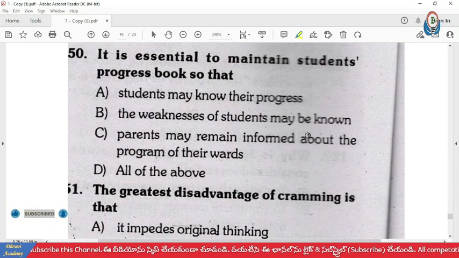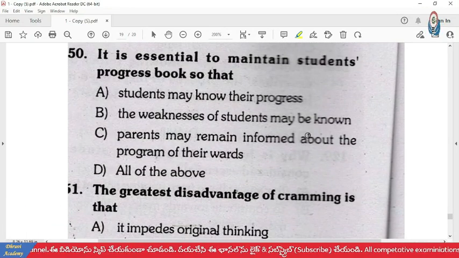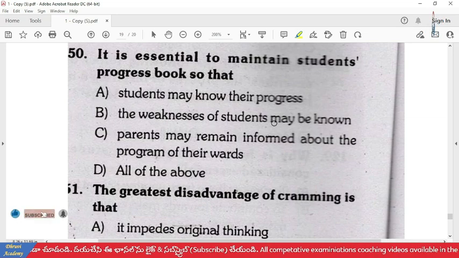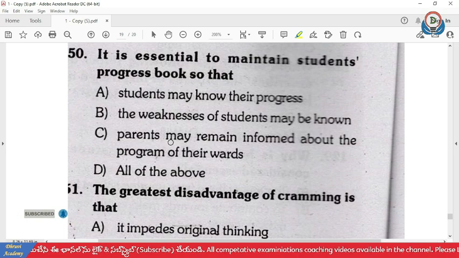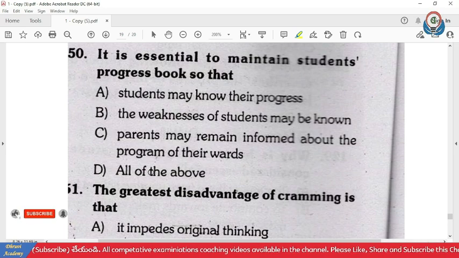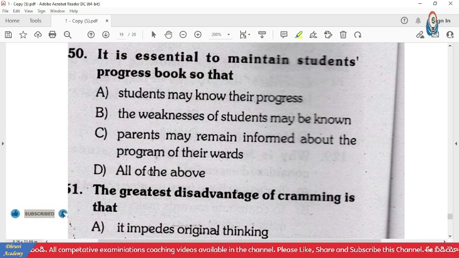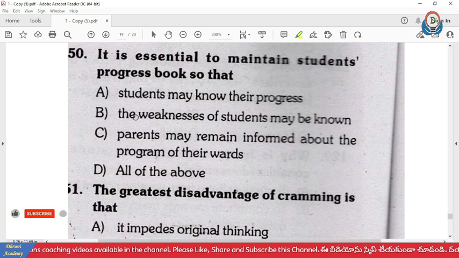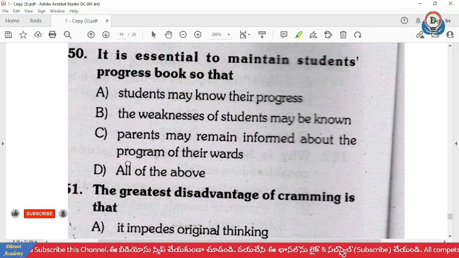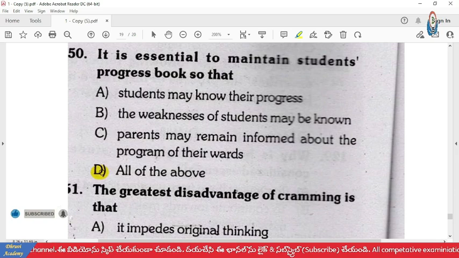It is essential to maintain a student progress book so that A. students may know their progress, or B. the weakness of the students may be known, or C. the parents may remain informed about the progress of their wards, or D. all the above. Which is the right answer? Students may know their progress, yes. And the weakness of the student may be known, this is also right. And parents may remain informed. మన పేరెంట్స్ కూడా తెలుస్తుంది వాట్ ఆర్ ద ప్రోగ్రెస్, పిల్లలు ఎంతో చదవాలి ఏంటి అంటే. So all of the above is the right answer.